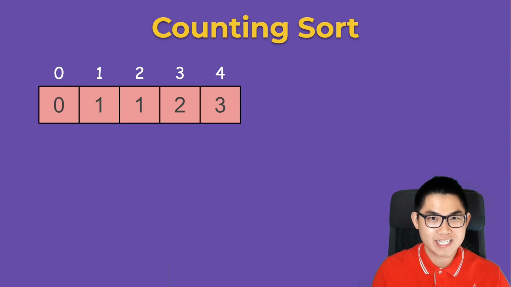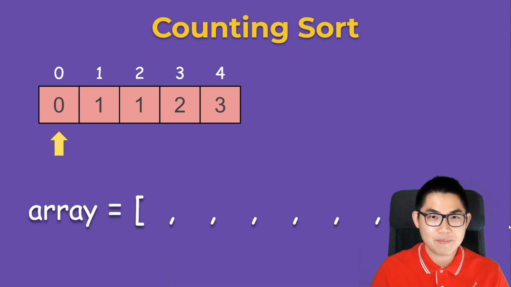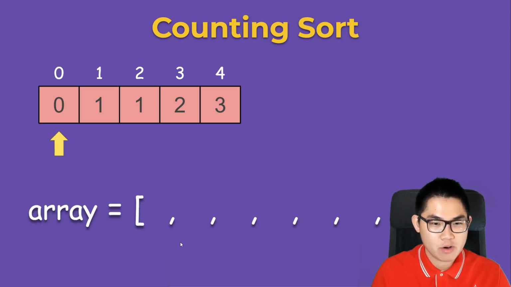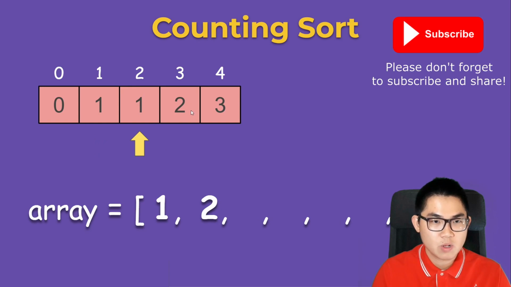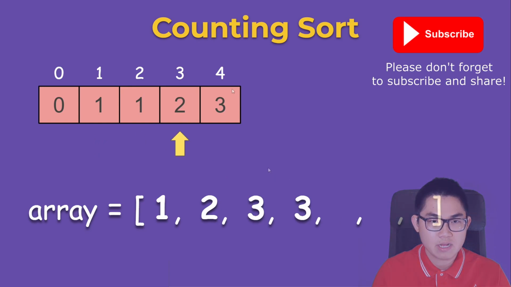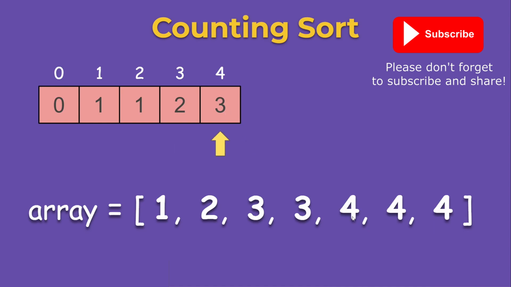And we're almost done. So this is the last step of counting sort. We have our array, and we just fill in the value. So we see that 0 occurred 0 times. We just ignore it. We see 1 occurred 1 time. So we put a 1 here. We see 2 occurred 1 time. So we put a 2 here. We see 3 occurred 2 times. So we put 2 3s here. And 4 occurred 3 times. So 4, 4, and 4. And that's it. Now you have the sorted array.